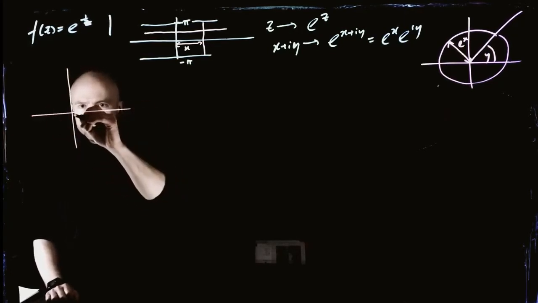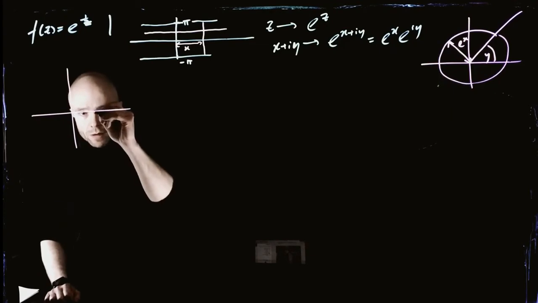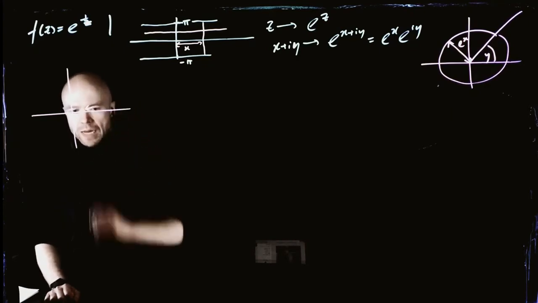Here is 0. Let's approach 0. What kind of stuff can happen? What if we approach 0 like this? We're going along the positive real numbers towards 0. What happens then?